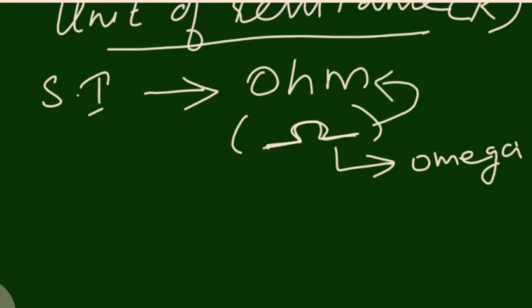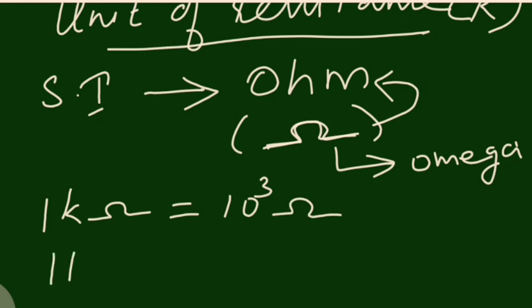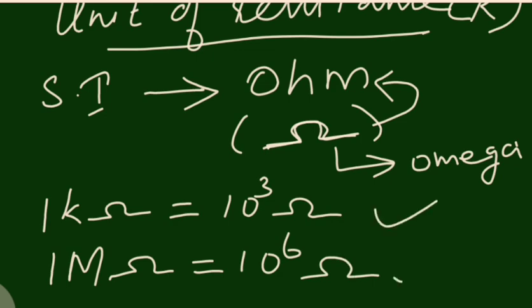Now higher units are there, like kilo ohm. So 1 kilo ohm, that is kΩ, it is equal to 10 raised to, kilo means 1000, so 10 raised to 3 ohm. Then 1 mega ohm, represented using capital M, is equal to 10 raised to 6 ohm, mega is 10 raised to 6. So higher units are there for resistance, and the unit is ohm, represented using Greek letter omega.